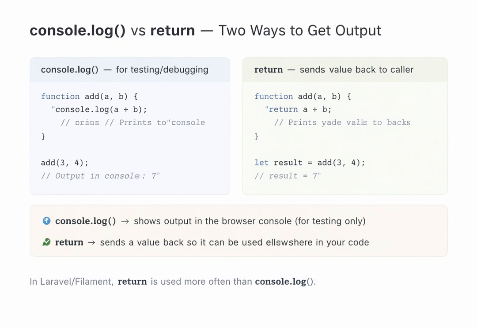Return, on the other hand, is how a function sends a value back to whoever called it. So if you have a function that calculates something, you use return to hand that result back so it can be stored in a variable or used in another part of your code. The instructor mentions that in Laravel and Filament, which is what this course is building toward, return is what you'll actually use in practice. Console.log is more of a development tool to check that things are working correctly.